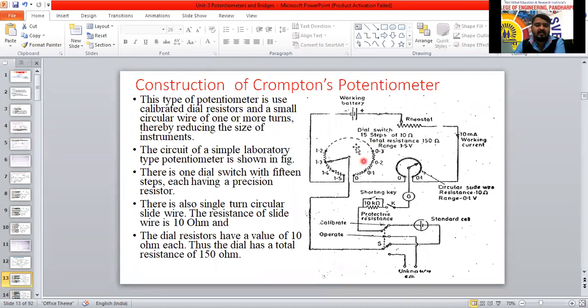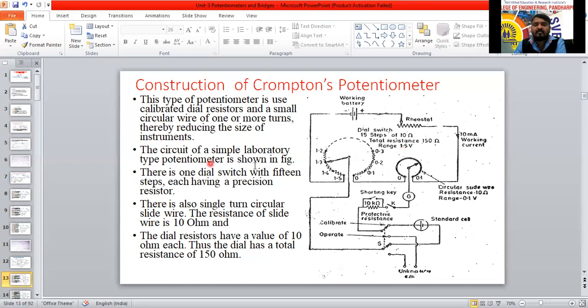which will consist of 10 ohm each step, 15 steps are there. So calibrated dial resistors and a small circular wire we have used here. The small circular wire has a number of turns inside, so many turns are there inside that one, thereby reducing the size of the instrument. We can reduce the size of the potentiometer.